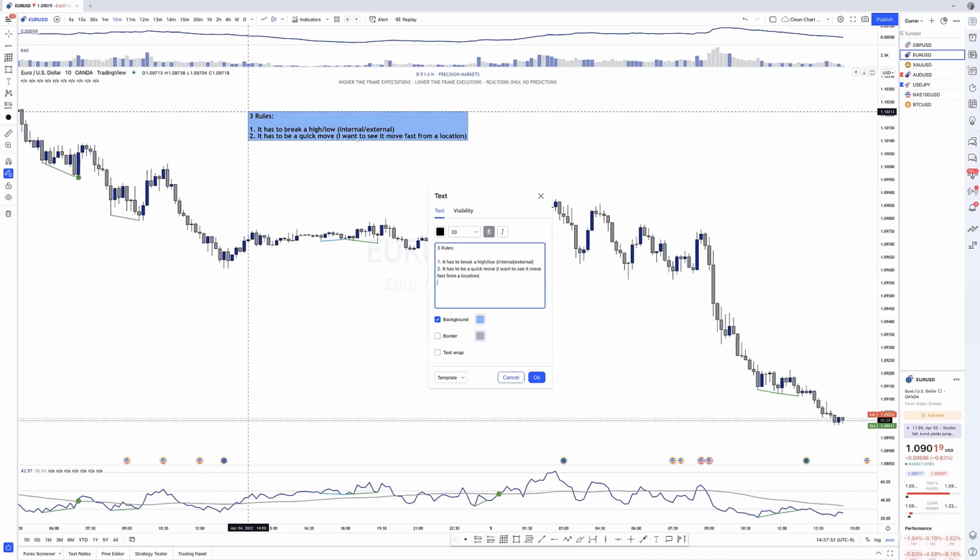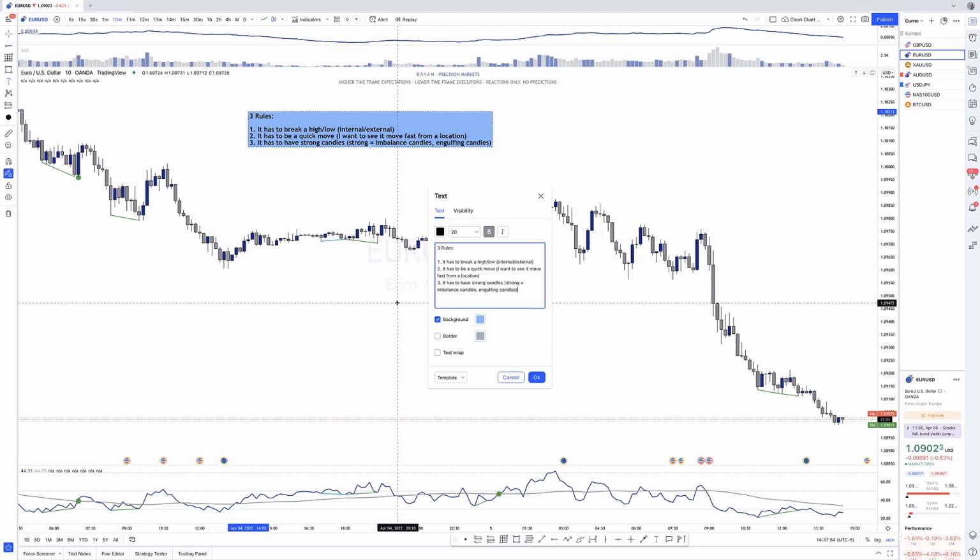And then third, it has to have strong candles. Strong can also be read as indecision. I mean, not just imbalanced candles, because that's not the only definition of what I consider strong. It can also be engulfing candles. And if I can't spell, I'm typing fast, so don't hold it against me.